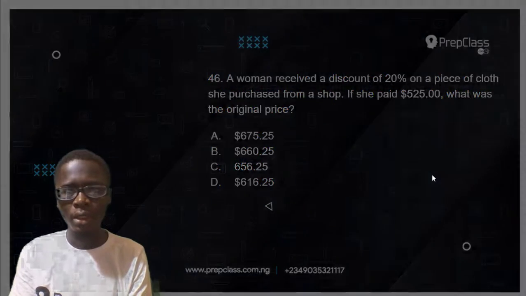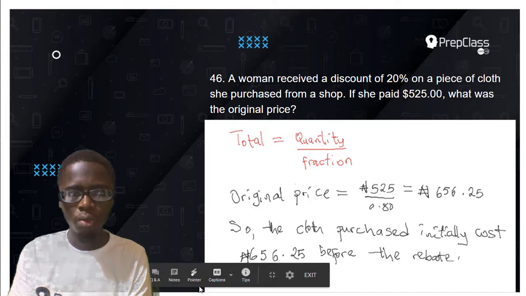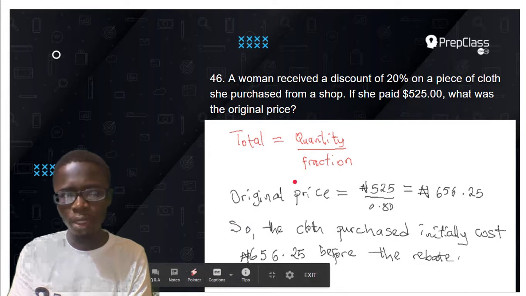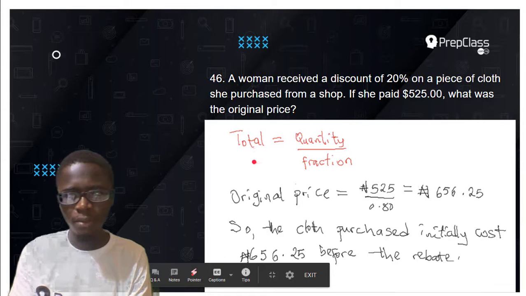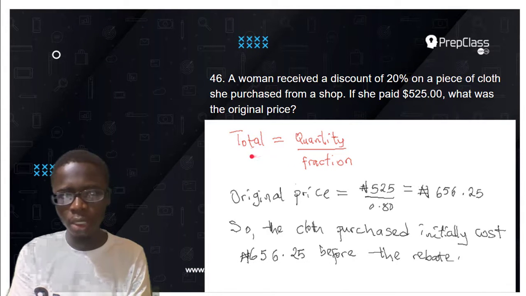So to do that, there's something I would like us to remember, very important, though, and it's looking simple too. There's this formula here that says the total is equivalent to the quantity all over the fraction. What does that mean? You can see this in application in this particular question. So what it means is that if we know a portion of the total and what fractional equivalent that portion is, then we can use this relationship to get the original quantity.